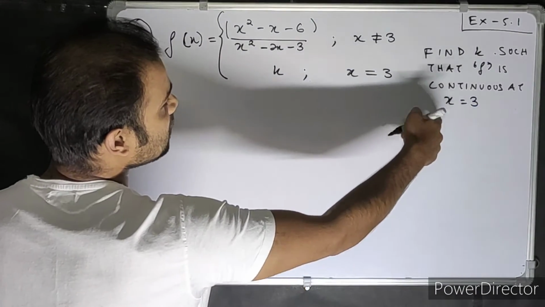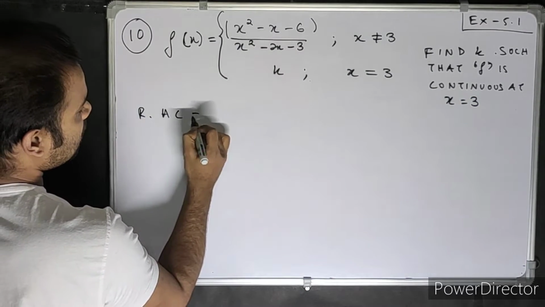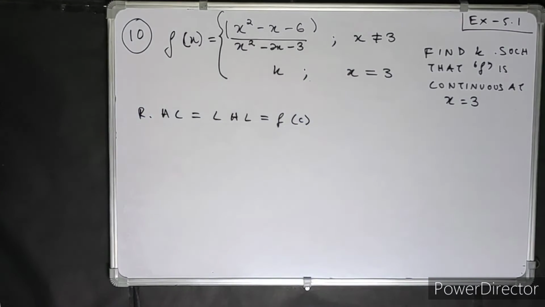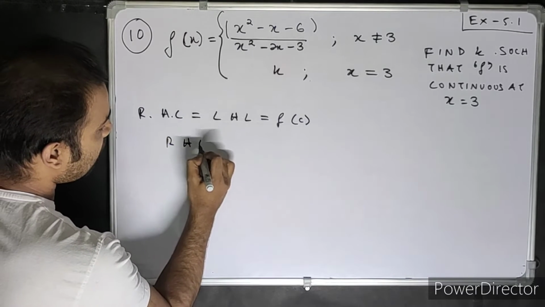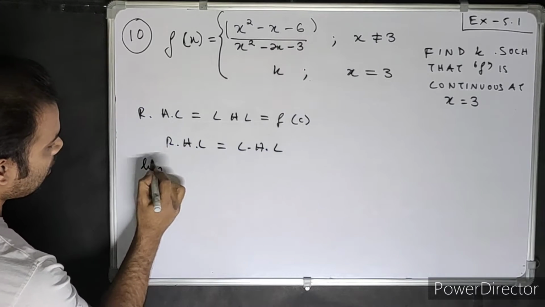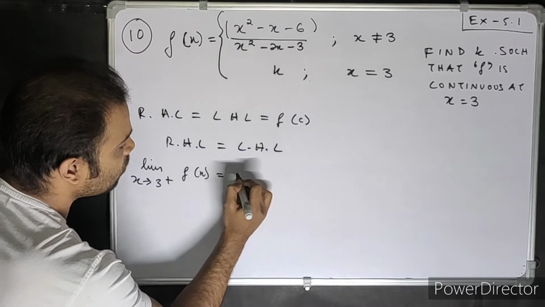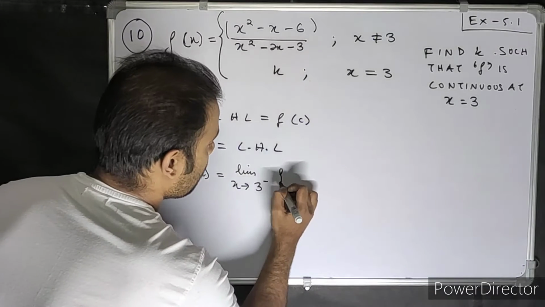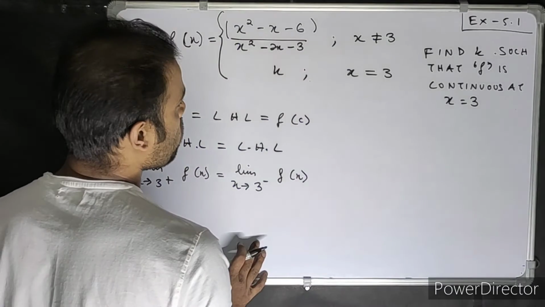So let's start. It is continuous at x equal to 3. So that means RHL is equal to LHL is equal to f of c. Simple way to write. Now you start. RHL equal to LHL. So limit x tends to 3 plus f of x is equal to limit x tends to 3 minus f of x. Now look at this.